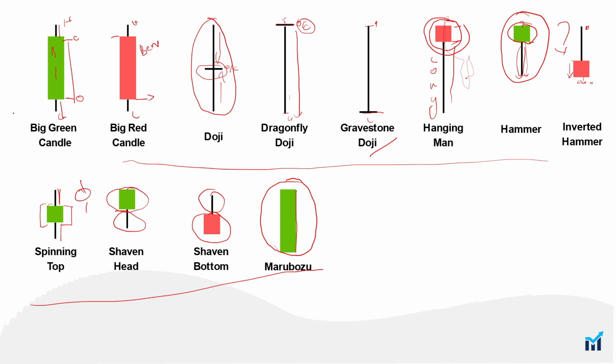All right. I hope you guys are clear. So again, let's discuss what we call these: big green candle, big red candle, doji, dragonfly doji, gravestone doji, hanging man, hammer, inverted hammer, spinning top, shaven head, shaven bottom, and Marubozu.